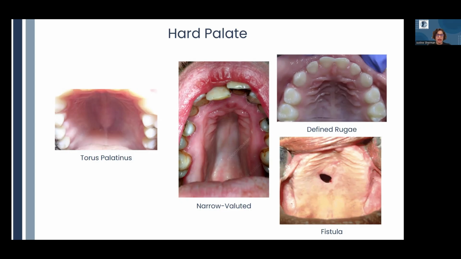If you rub your tongue behind your top teeth, it should feel pretty smooth. In children, you're going to see the defined rugae, but as you get older and if you have proper tongue resting posture, it should be smooth. And here is a picture of a fistula.